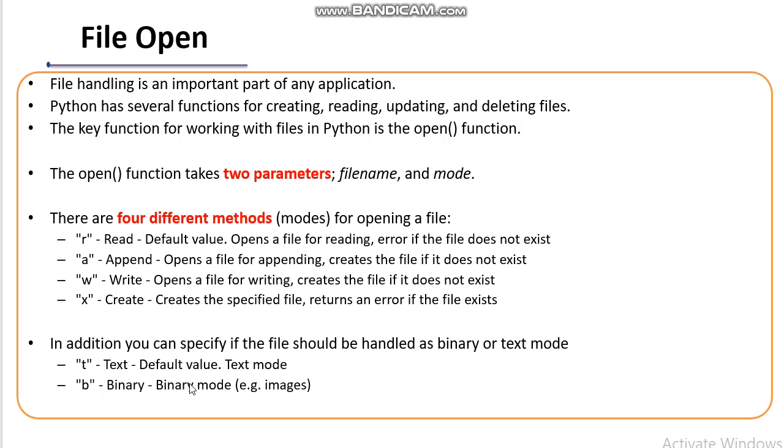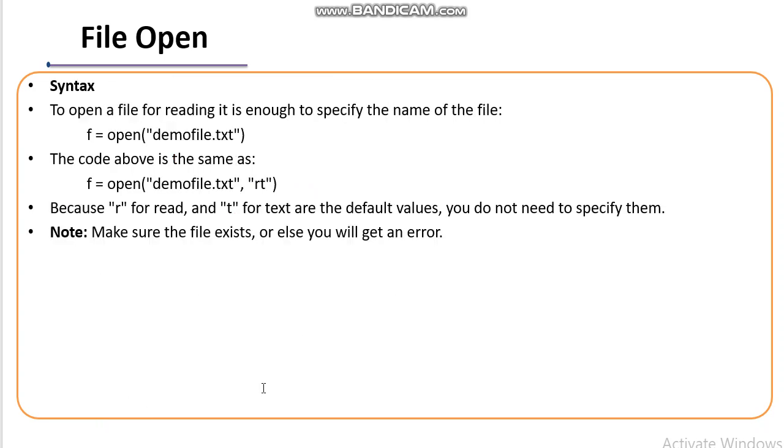In addition, we can also specify if the file should be handled as a binary file or as text. T means text, and the default value is text mode. B is for binary mode, that is for images.